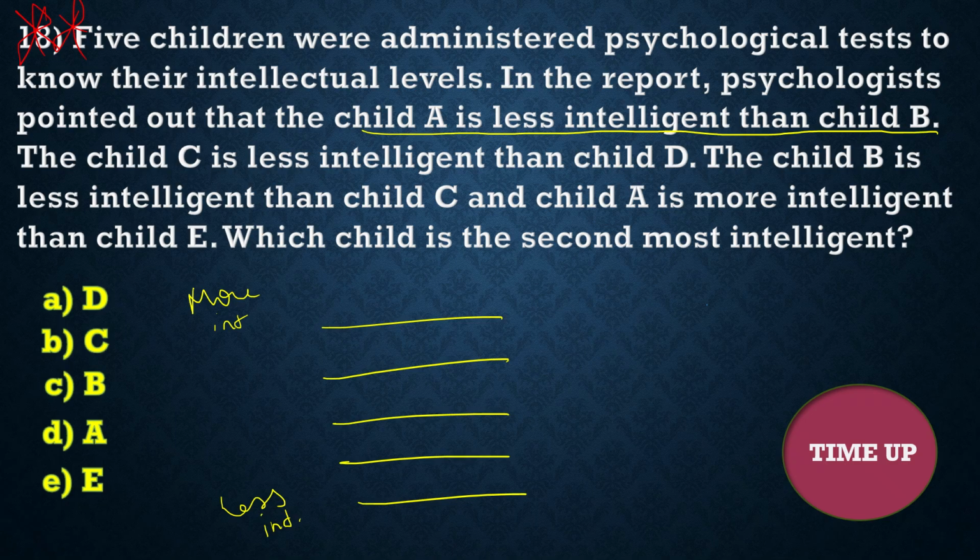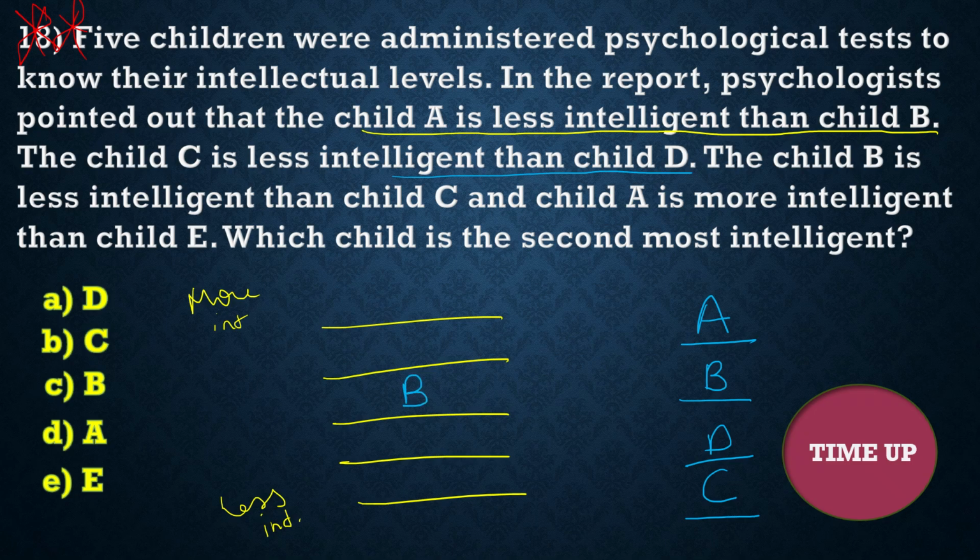Child A is more intelligent than B. Fine. Child C is less intelligent than child D. Child B is less intelligent than child C. Okay. So child B is less intelligent than child C. So that means how I should place this?